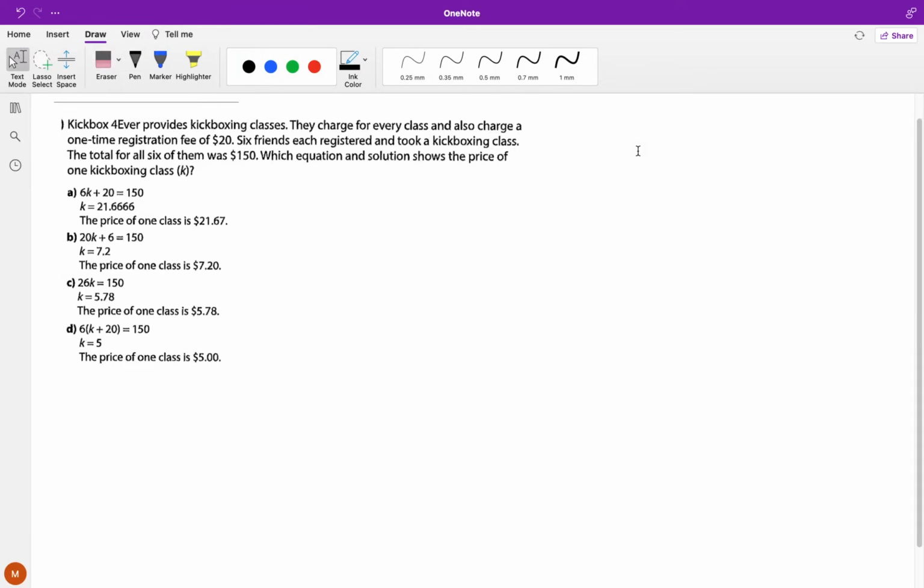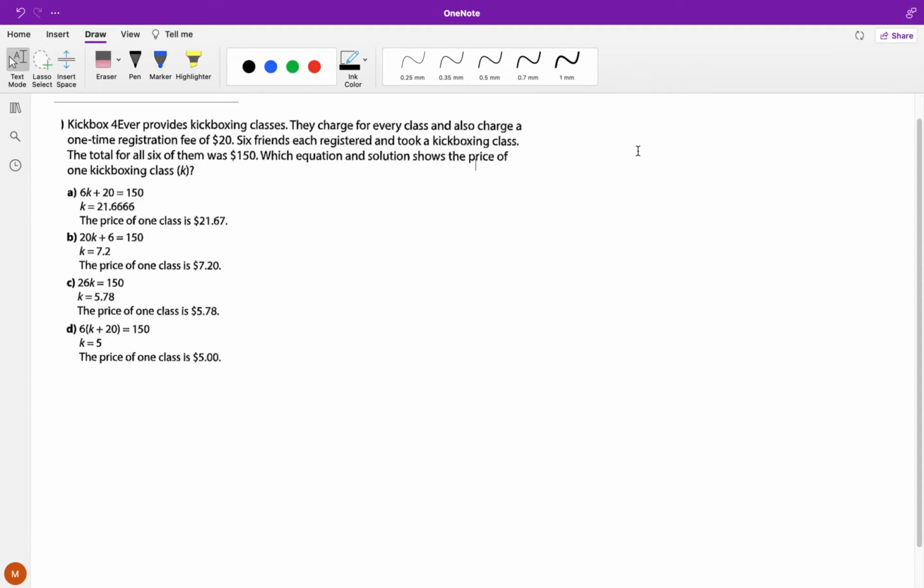So it says Kickbox Forever produces kickboxing classes. They charge for every class and also charge a one-time registration fee of $20. 6 friends each registered and took a kickboxing class. The total for all 6 of them was $150. Which equation solution shows the price of one kickboxing class?